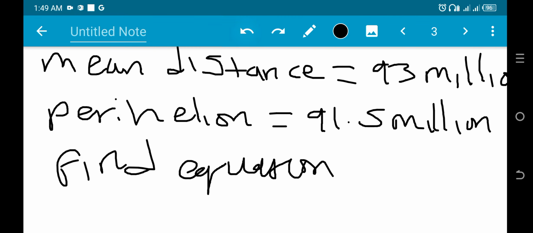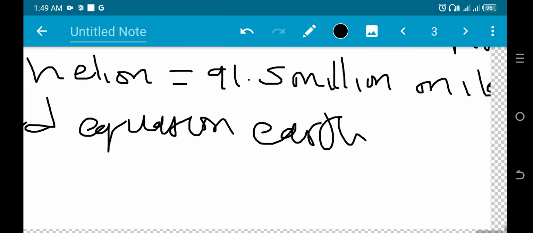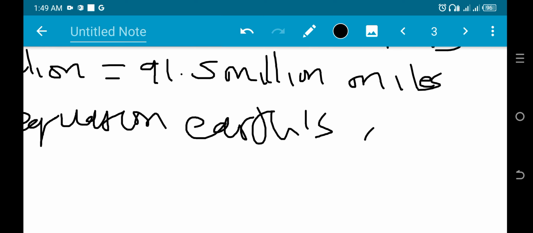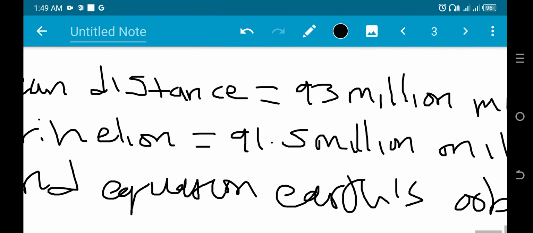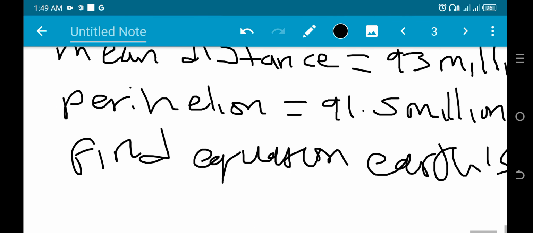In our question we were told to find the equation of the Earth's orbit. What did they give us? They gave us the mean distance to be 93 million miles and the perihelion to be 91.5 million miles.